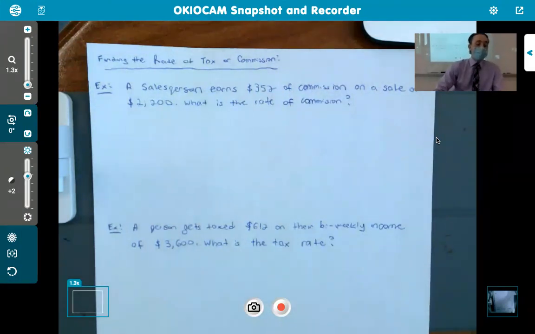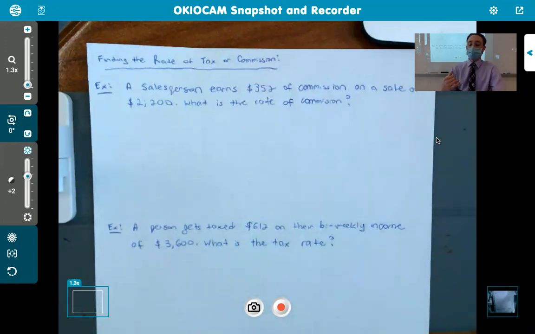All right. So the first example, a salesperson earns $352 of commission on a sale of $2,200, right? They sell something worth $2,200. A portion that they get of that sale is going to be $352. And what we want to do is go through and find the rate of commission. So we want to find out what percent of the entire sale this person received from the sale itself. So they earned $352 out of the $2,200.